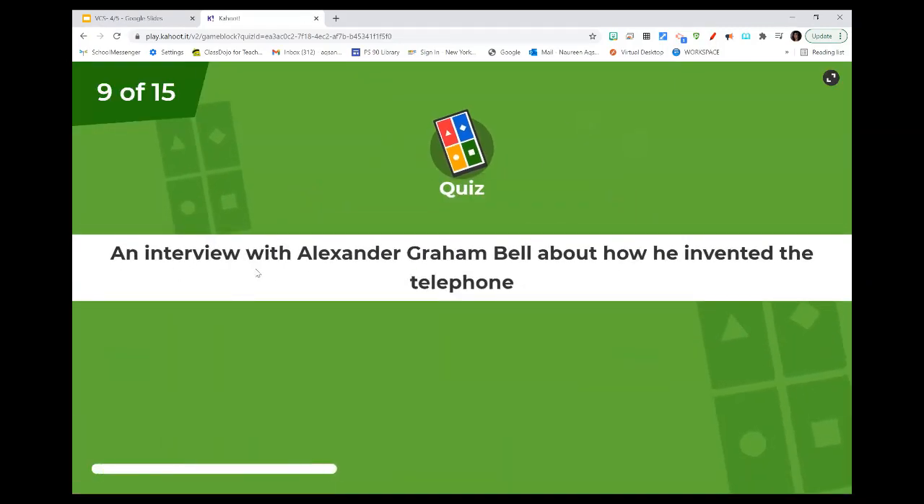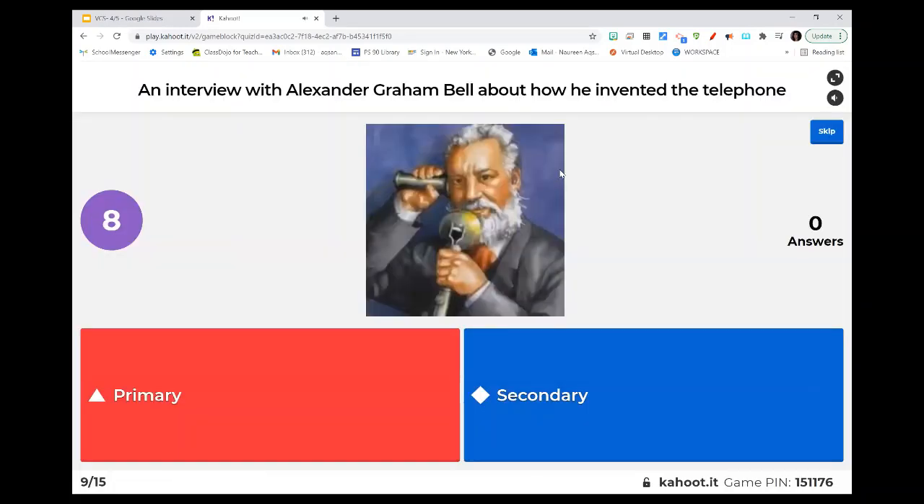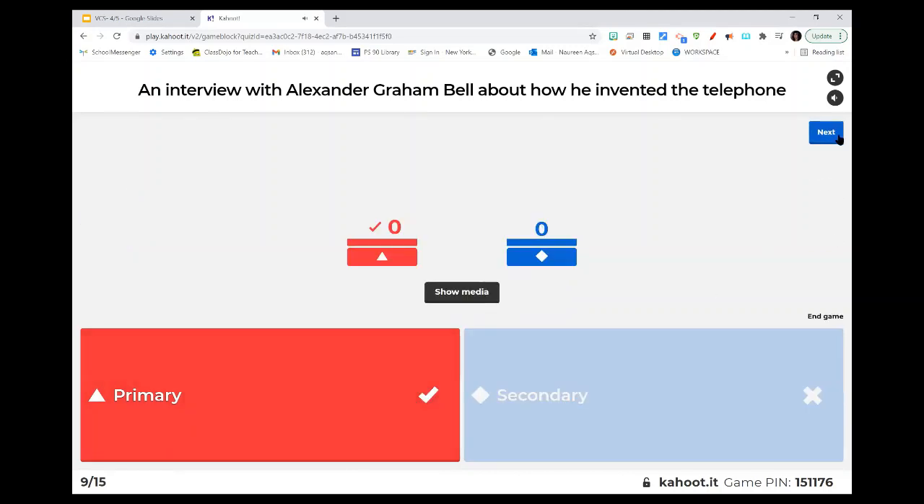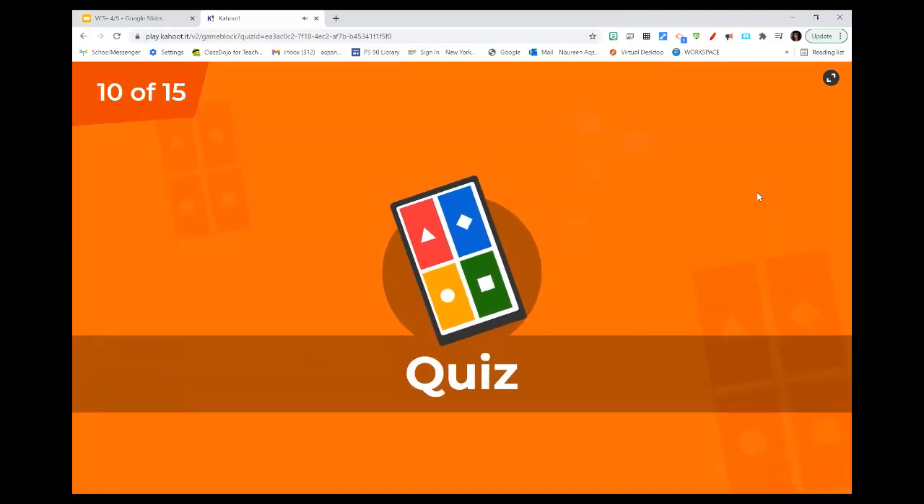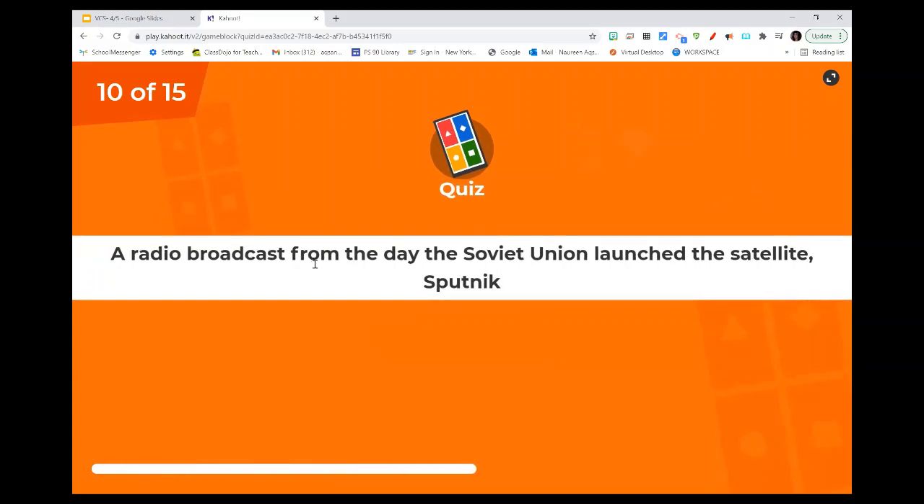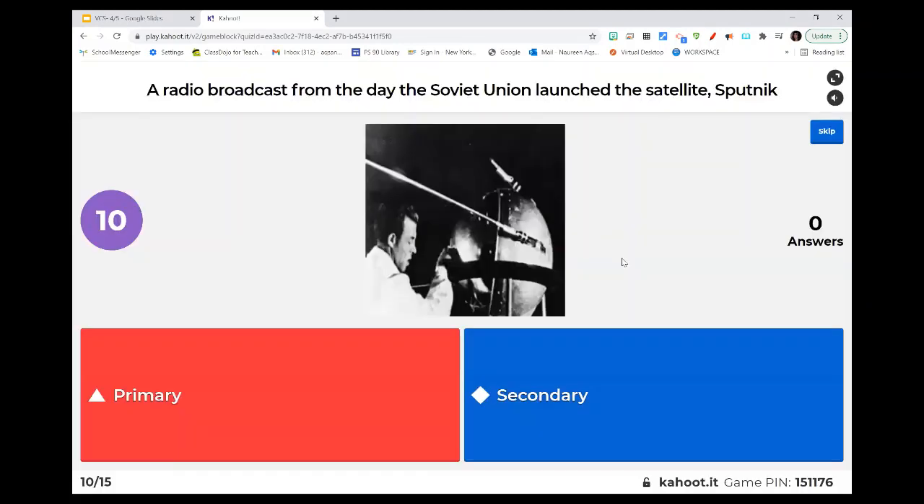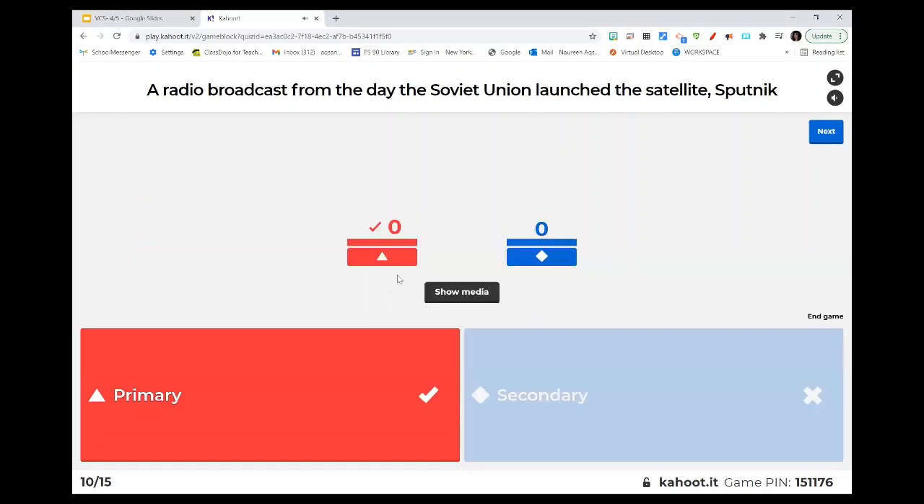There we go. An interview with Alexander Graham Bell about how he invented the telephone. Wow, an actual interview, which means that it was during the time of when Alexander Graham Bell was alive. That would be a primary source. Next question. A radio broadcast from the day the Soviet Union launched the satellite Sputnik. Wow, an actual radio broadcast from the day of the event? I know, that is a primary source.